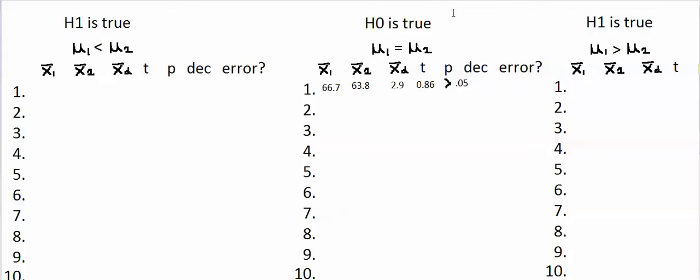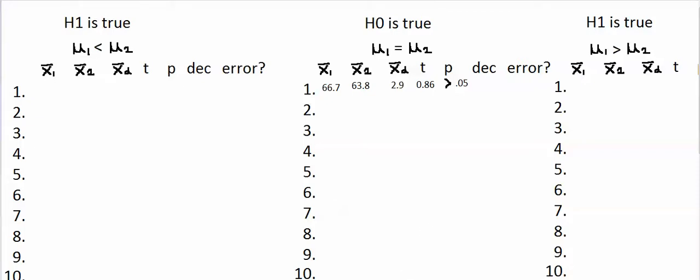And when I say decision, I want you to make a decision about the null hypothesis, which means, well, we know that the null is true because the two universities that we're sampling have the same population mean, but you as a researcher wouldn't know that, and you would have to make a decision.